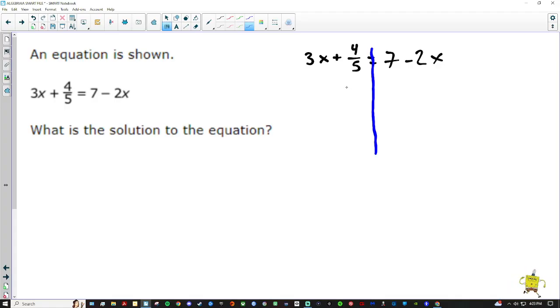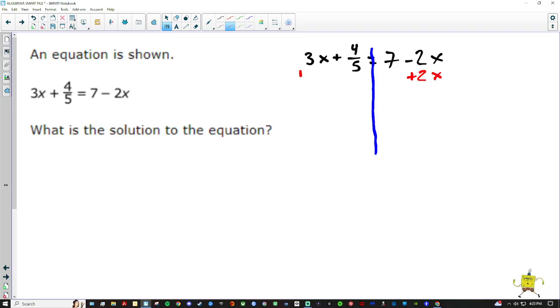First thing I look for is the distributive property. There are no parentheses. Now I see if I can combine like terms. On the left side, not like terms. On the right side, not like terms. So all I have left to do is get all of my variables on the left and all of my regular numbers on the right. So I need all the variables on the left side. So this negative 2x has to move.